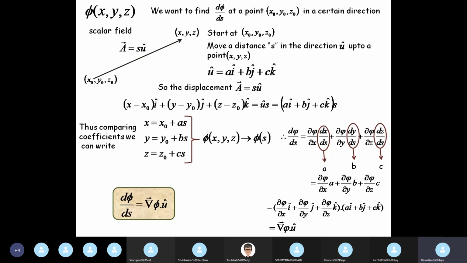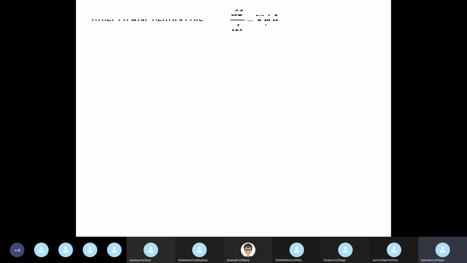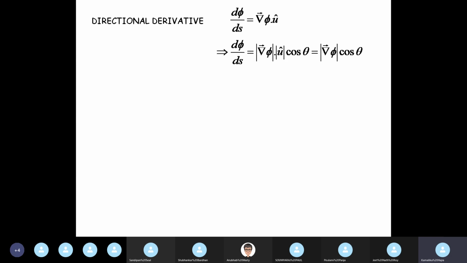So since d phi ds is grad phi dot u cap, you write down the formula of dot product: mod grad phi, mod u, into cosine of the angle between the two. Mod u is 1, so this is mod grad phi cos theta, where theta is the angle between the direction of the unit vector and the direction of the gradient.